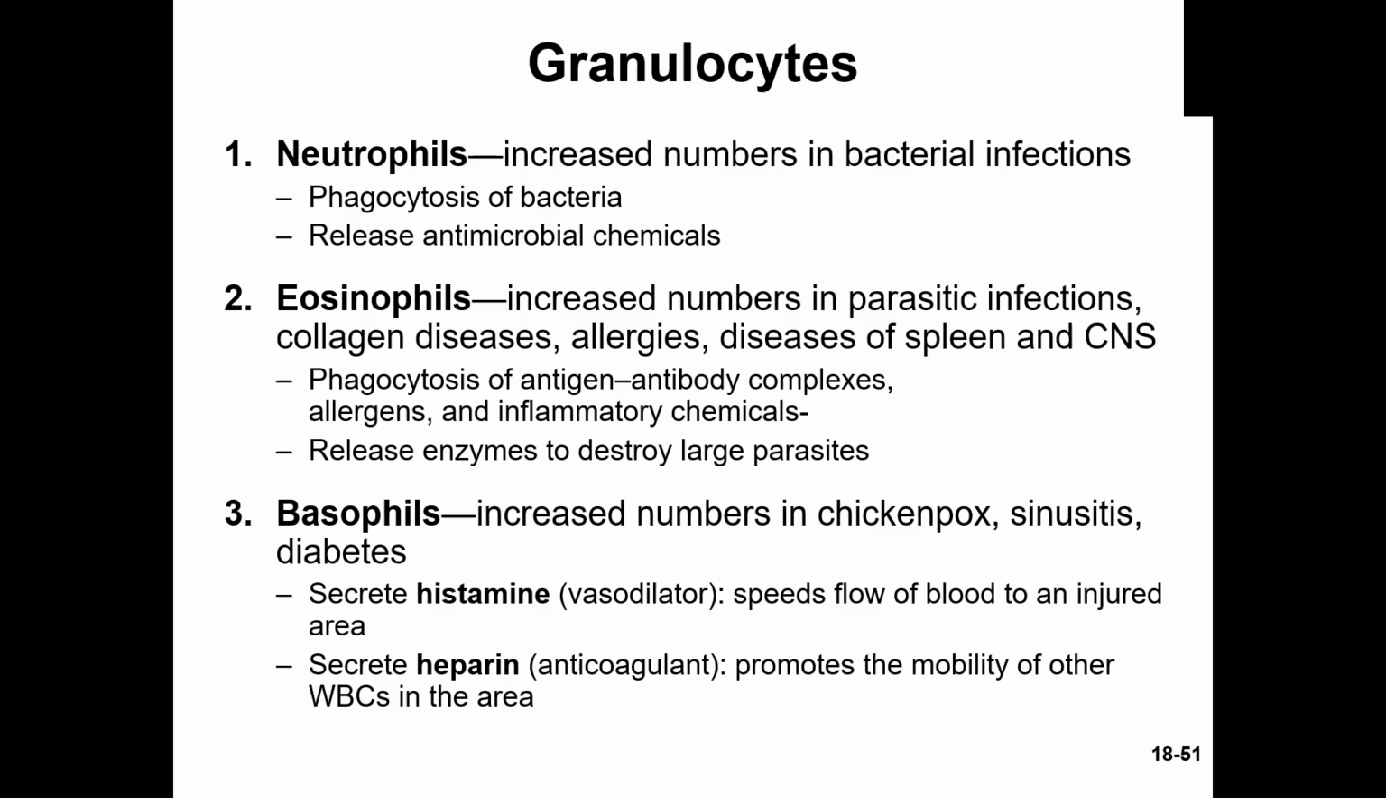And then diabetes, which is interesting, because if you understand that diabetes is rooted in inflammation, and inflammation is a process of the immune system, then when we have systemic inflammatory responses, we're going to see basophils more active in their secretion of histamine, which is a vasodilator, and heparin, which is an anticoagulant.